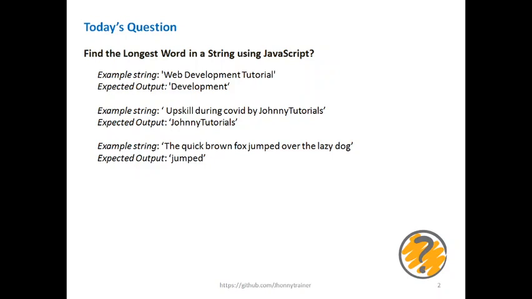Next example, "upskill during COVID by Johnny Tutorials". So "Johnny Tutorials" will be the output. It will take a string as an input and echo the word which has the highest length in the string. For this we need to brush up some basics.